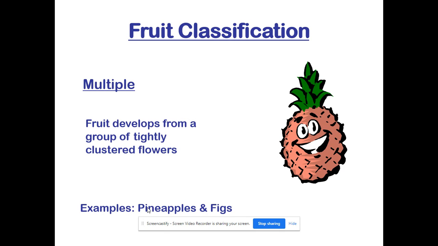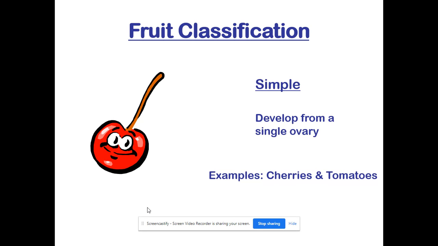Then you also have fruit where it's a multiple. The fruit develops from a group of tightly clustered flowers. So it's not just one single flower, but it's a group of flowers that produces a fruit. Pineapple is an example of that. And then, of course, there is the simple fruit, and that is where there is a fruit that develops from one single ovary. Cherries and tomatoes are both examples of that. So, hopefully, this helps explain some of the flower's purpose and how we get fruit from these delicious flowers.